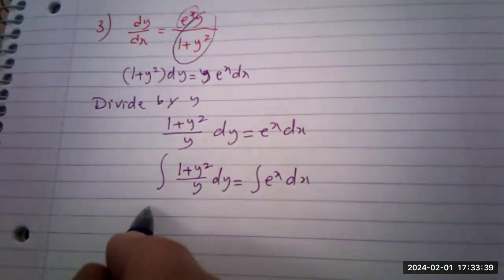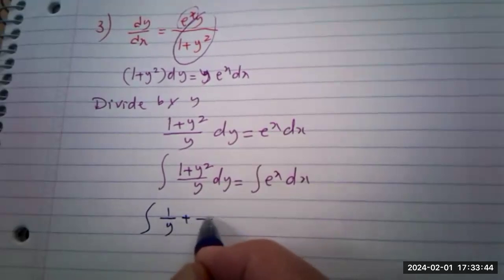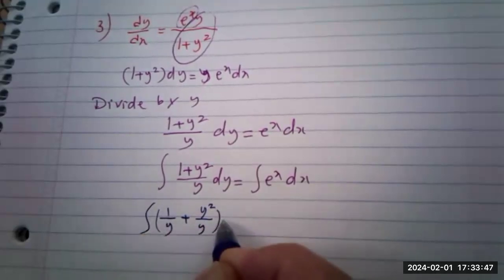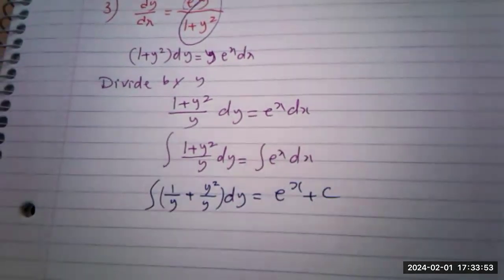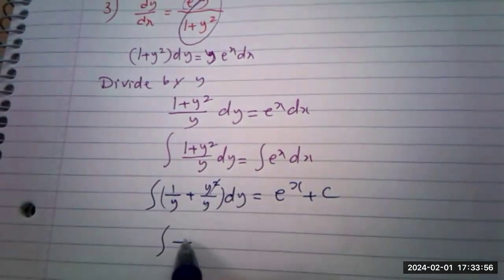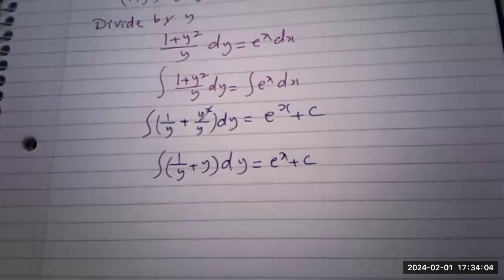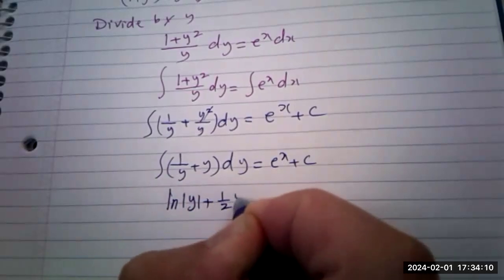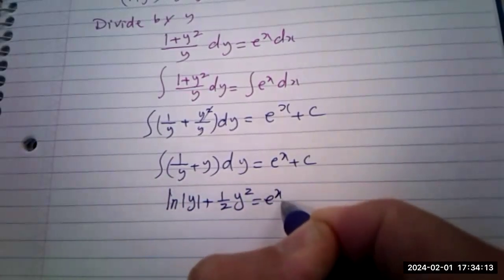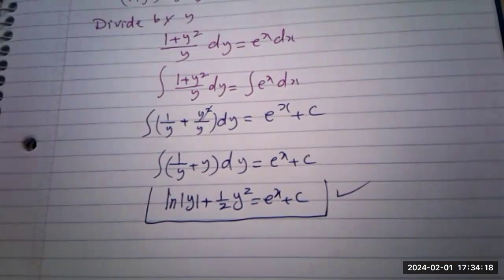I'm going to integrate this one. Just break it: 1 over y plus y squared over y. This is of course easy, e to the x plus c. Over here, these would cancel out, so that gives you 1 over y plus y dy equal to e to the x plus c. The integral is easy: ln of the absolute value of y plus 1/2 of y squared equal to e to the x plus c. It's usually an easy integral.